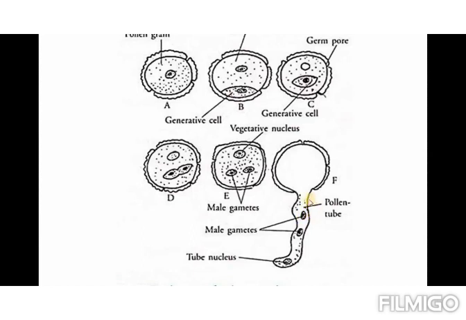So this pollen tube with 2 male gametes, thin cytoplasm and a sterile tube nucleus represents the male gametophyte. This male gametophyte is a highly reduced structure in angiosperms. So like that, from the microspore or the pollen grain, there is a formation of the male gametophyte.